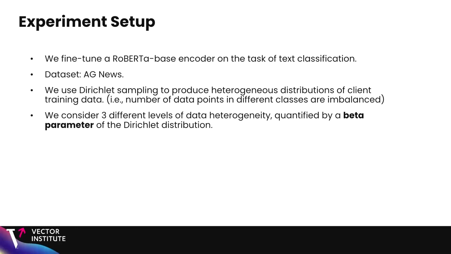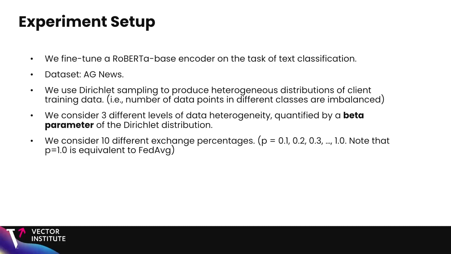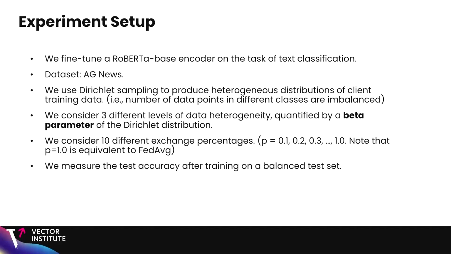And we considered 3 different levels of data heterogeneity, which is quantified by a beta parameter. I'll get into a bit more detail on this later. And we considered 10 different exchange percentages, all the way from 10% to 100%. I just want to point out that P equals 1.0 is equivalent to federated averaging because we're exchanging 100% of the parameters. And then we measure the test accuracy after federated training on the balanced test set. Okay, so that's the experiment setup.